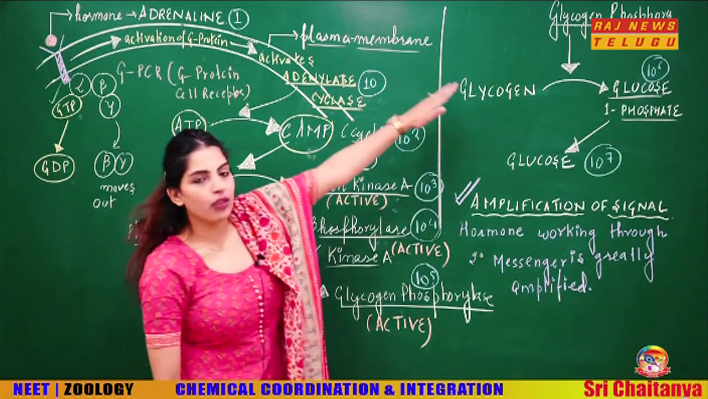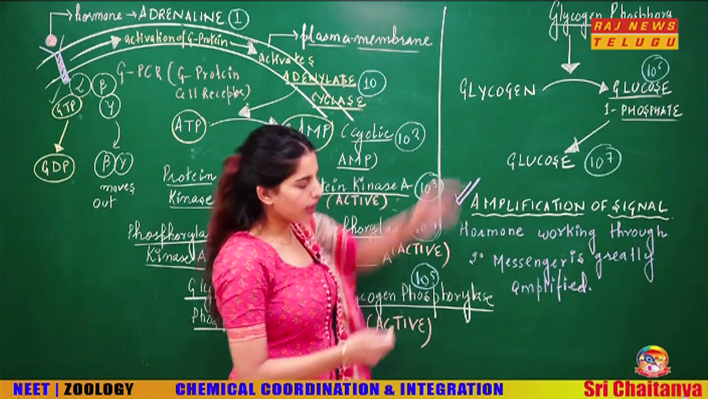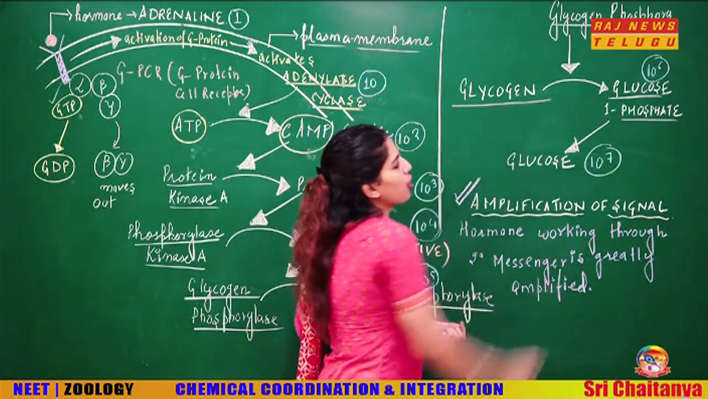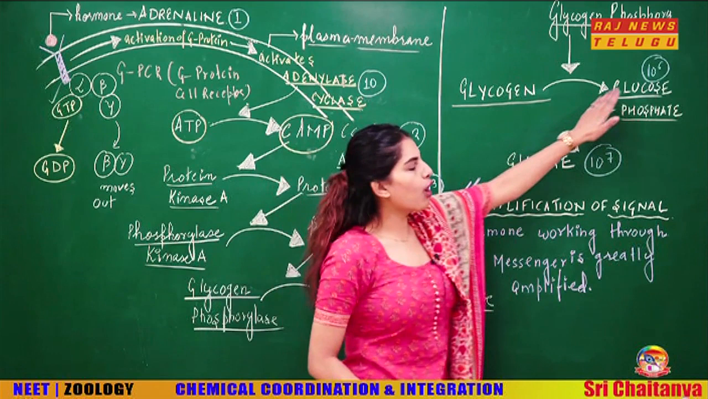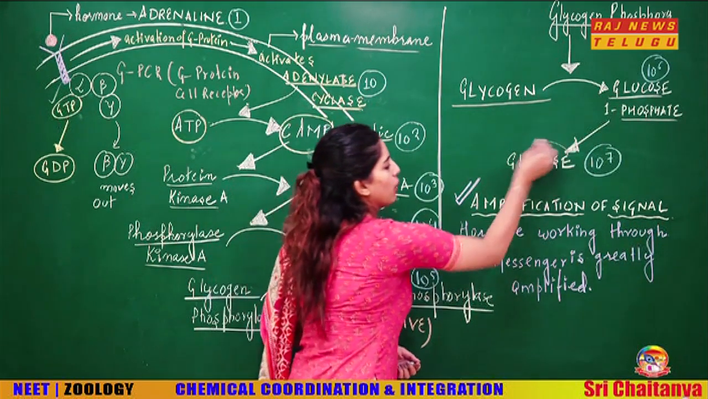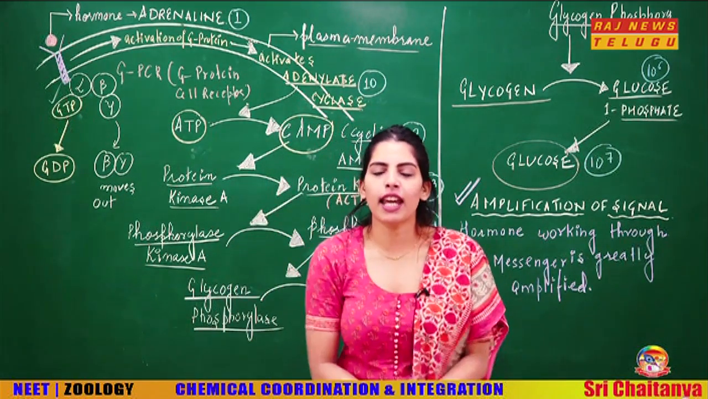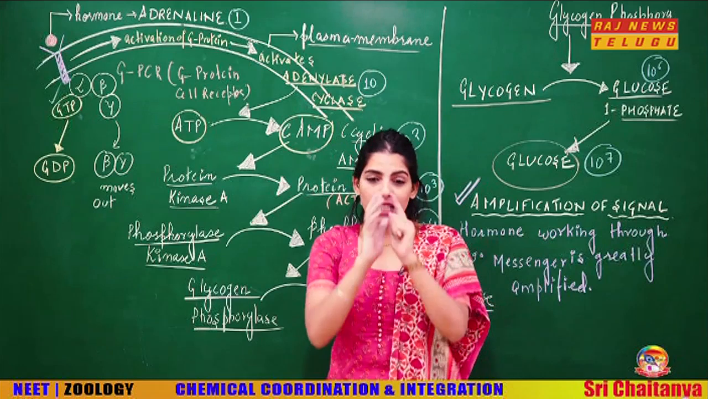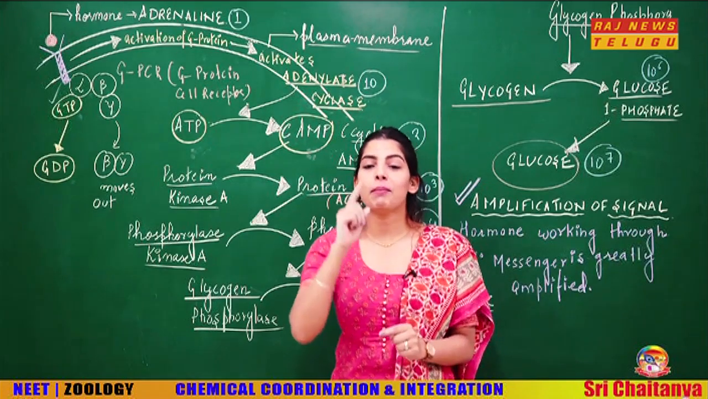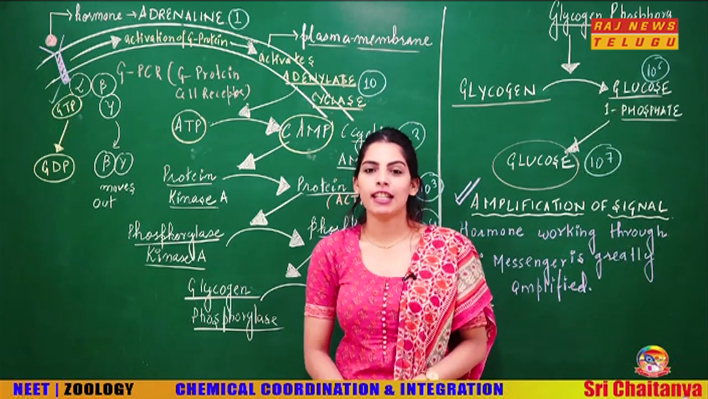And glycogen phosphorylase, as you can see, is going to cause the conversion of this glycogen into glucose 1-phosphate that ultimately gets converted into glucose. So this was not to scare all of you. This was just to tell you how the mechanism of action of the membrane bound receptor is taking place.